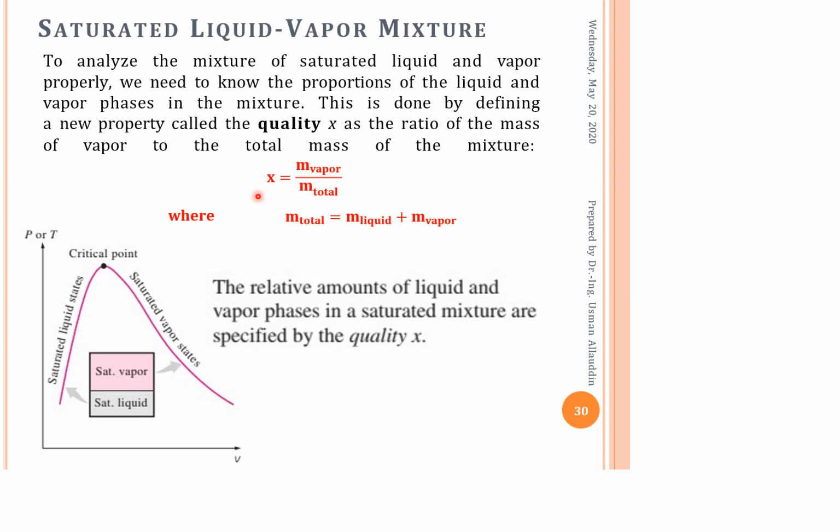That value, or quality, will be known as x. So x is equal to m vapor divided by m total. And how will m total be known? m total is equal to m liquid plus m vapor. Here m is mass, so we can get the value of x like that. We also have another formula for that, which we will check in that slide.